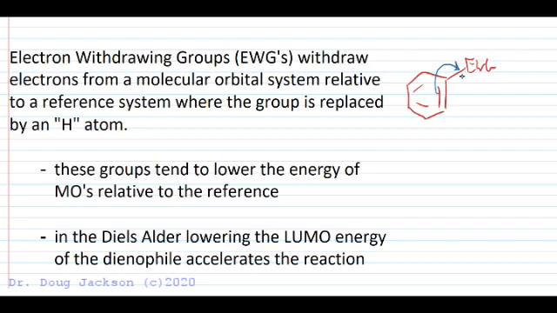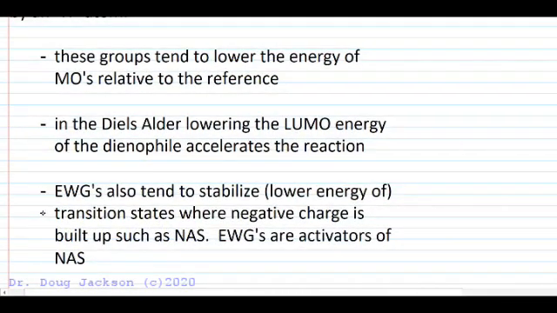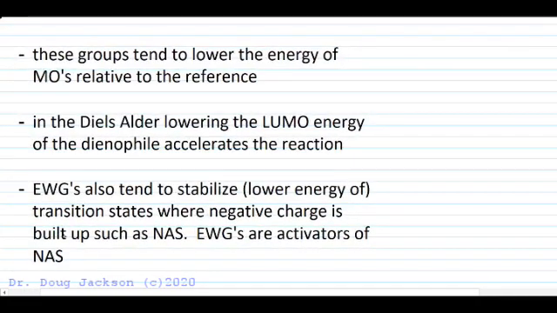And so what this tends to do is it lowers the energy of molecular orbitals relative to the reference compound, and in some cases this will accelerate the reaction. Let's look at when this occurs. Lowering the lowest unoccupied molecular orbital of the dienophile in a Diels-Alder reaction actually will accelerate the Diels-Alder by lowering the transition state energy.